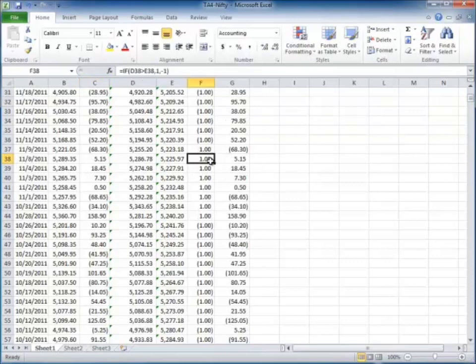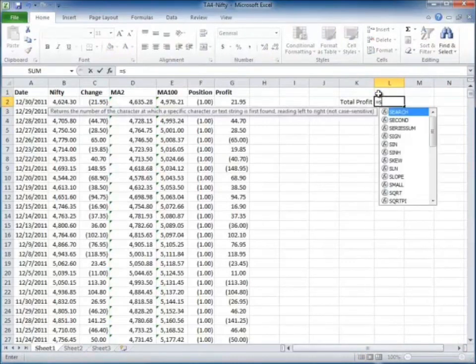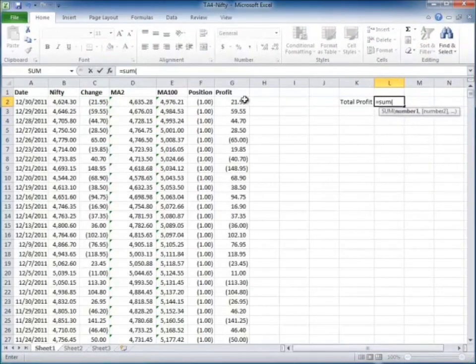So here, for example, we have long positions. So in this case, the 2-day MA is greater than the 100-day MA, and we have our long position. In this case, we've made a profit, and here we've made a loss. So now comes the, of course, all-important metric. We want to look at, is this a profitable strategy or not? So what I can do is go over here and say total profit, and this is just going to be the sum of all of this.